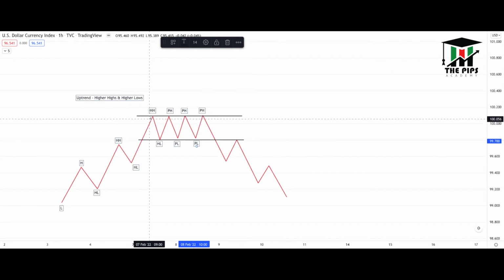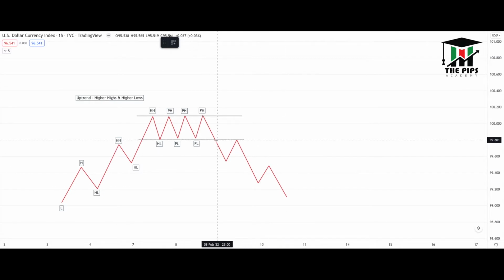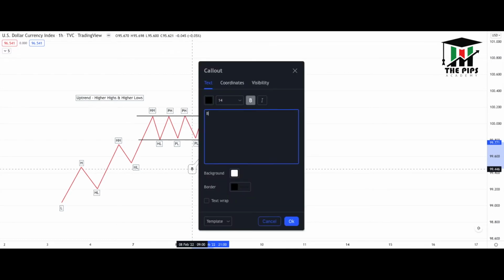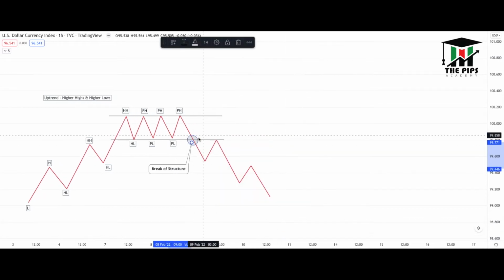So for example, this is the last higher low within our uptrend. Even though we've moved to a consolidated range, we're still in an uptrend until this previous low has been broken. Now when we get to this point here, we get a break of structure. When the previous low has been broken, this is called a break of structure, and this is where we start moving in a downtrend.